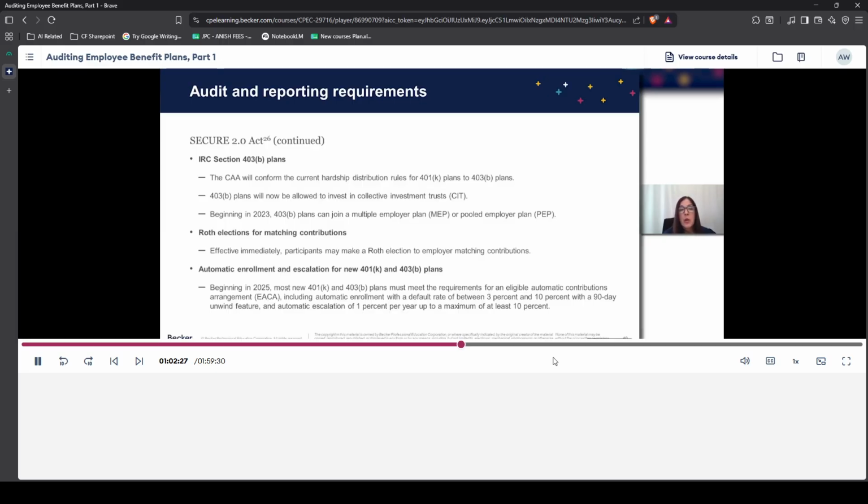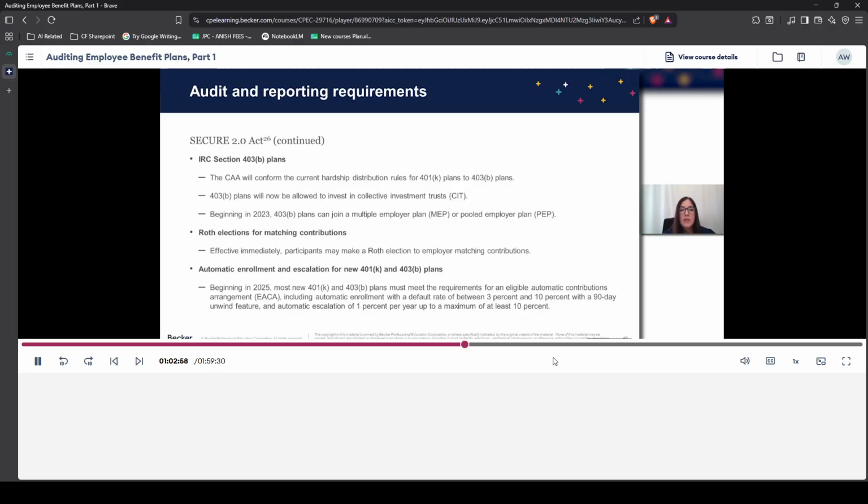Secure 2.0 also had some changes that impacted 403(b) plans. They are conforming the current hardship distribution rules for 401k plans to be the same for 403(b) plans. 403(b) plans will now be allowed to invest in collective investment trusts. Also, beginning in 2023, 403(b) plans can join a multiple employer plan or pooled employer plan.